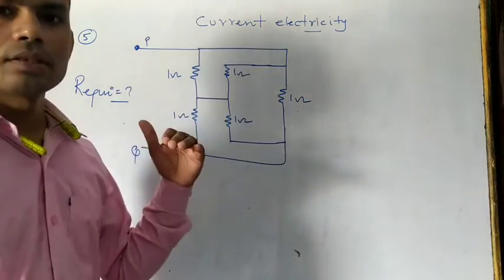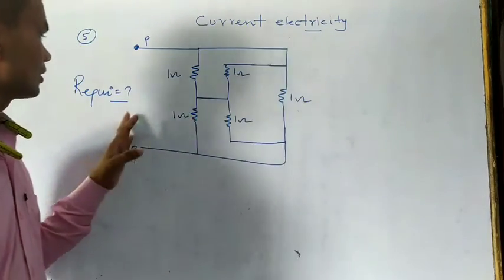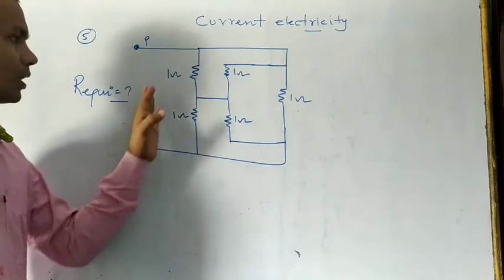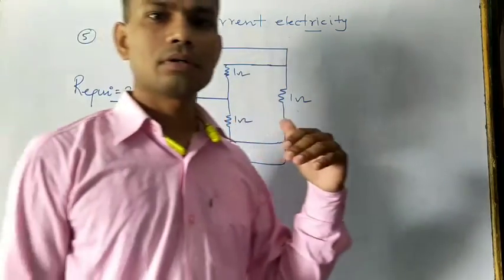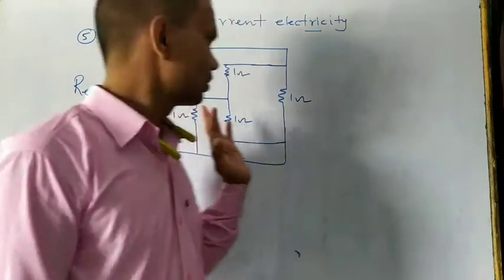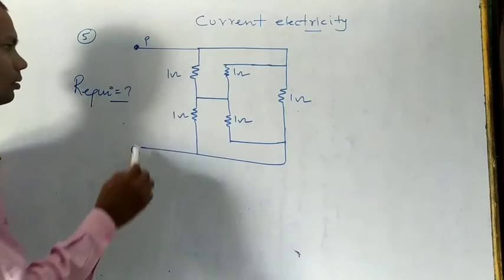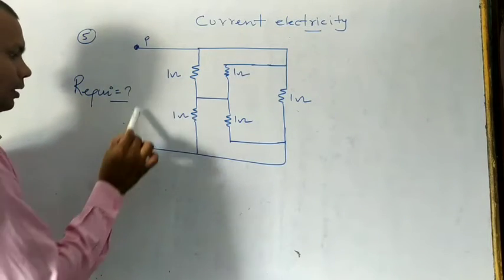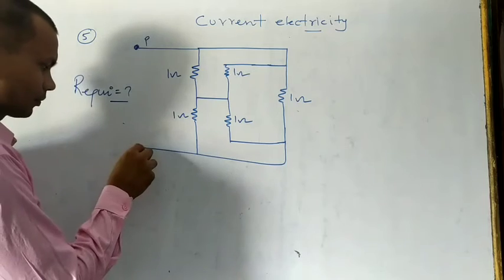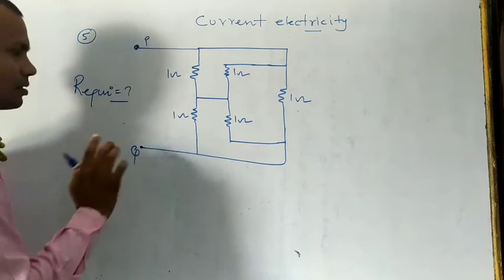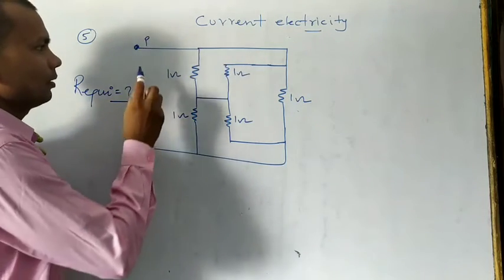This is the next problem. Here also the same condition is there. It means we want to find the equivalent resistance of the given network. From this point P and this is Q, as given.